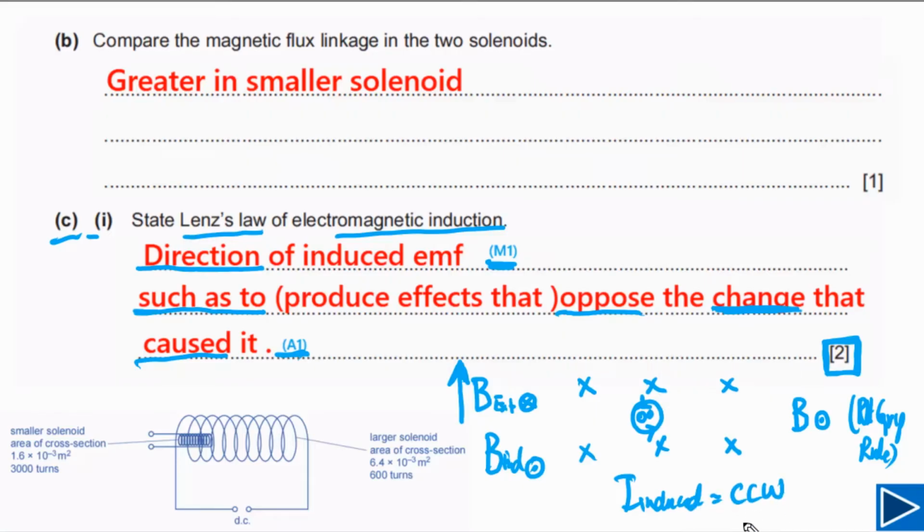This is Lenz's law. They oppose the change, and change means in this case magnetic flux is changing, it is increasing. So the loop will oppose that change. It will try to reduce flux inside itself, so it will produce its own magnetic field in the opposite direction. So this is Lenz's law in a nutshell. I hope this point is clear. Let's move on to the next one.